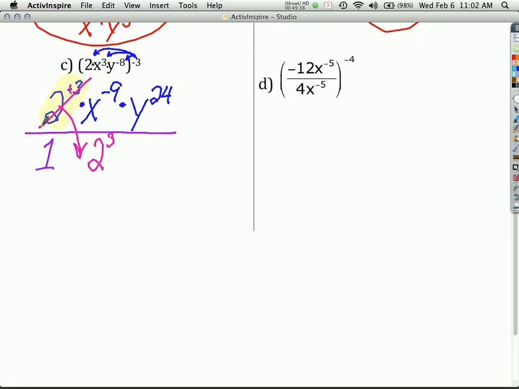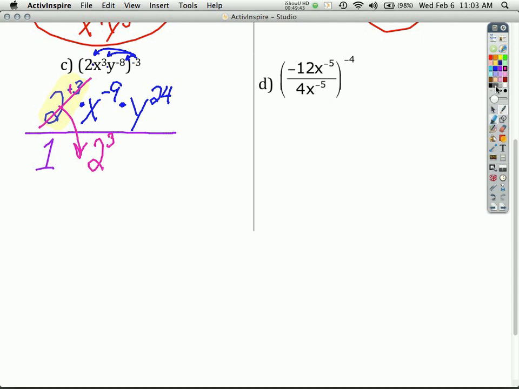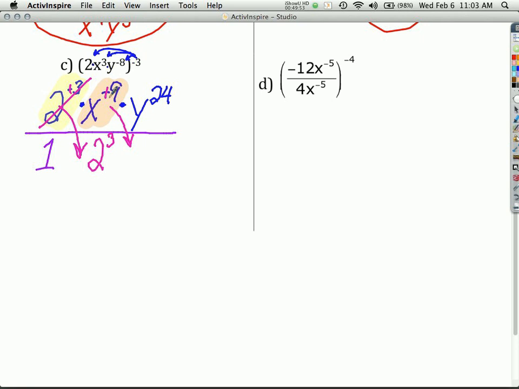What else is going to move? Brandon? X to the negative ninth. Yeah, x to the negative ninth also needs to move. That's a negative exponent, so it's got to move to the other side of the fraction. It's going to come down over here, and we're going to make it a positive exponent. It will become x to the ninth, and it's going to disappear from the top.